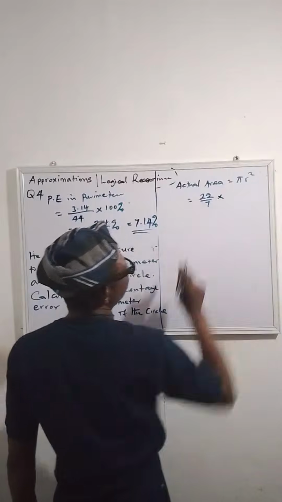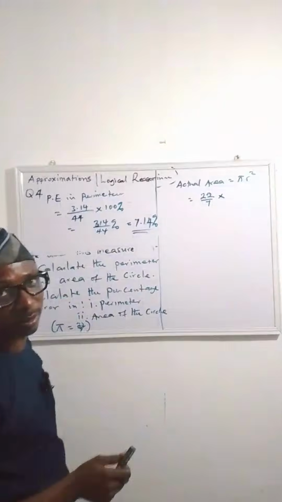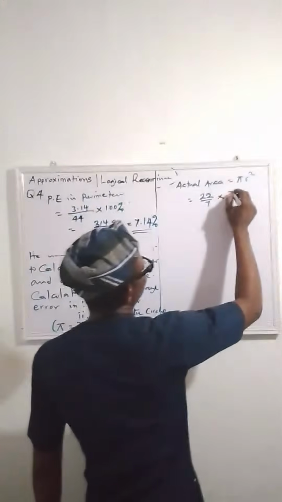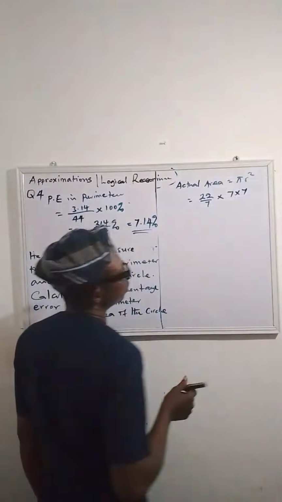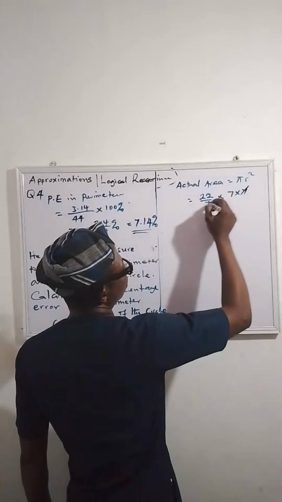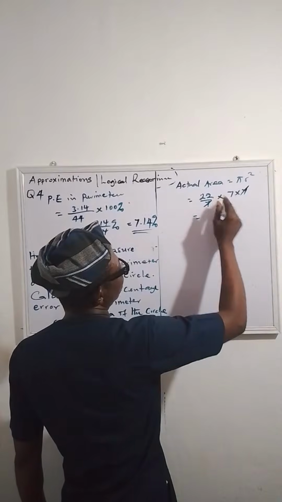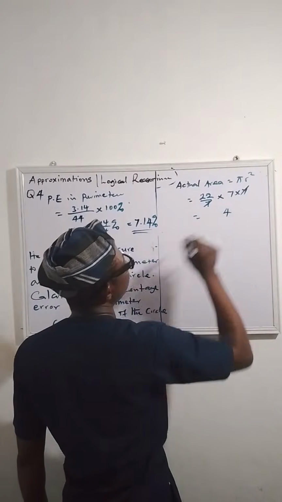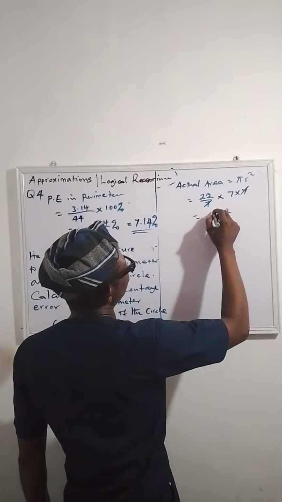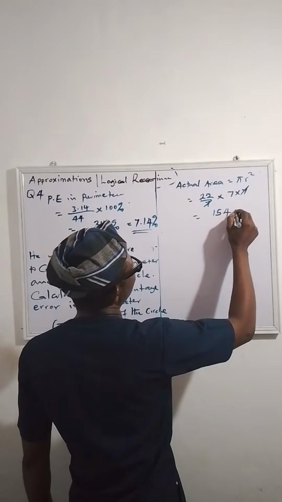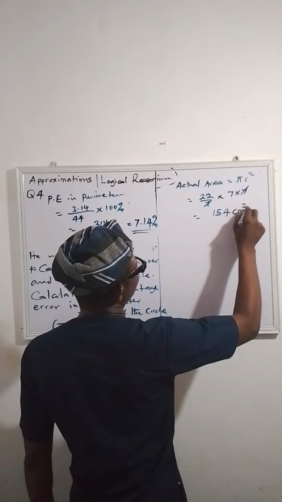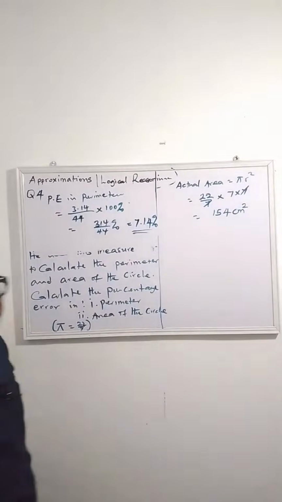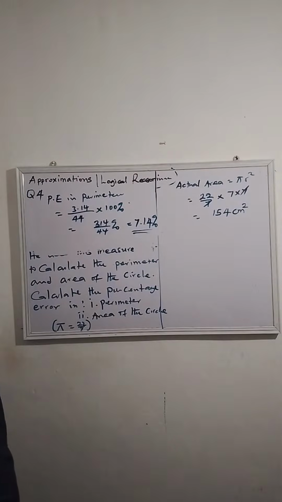22/7 times the radius, which is 7. We have 7 times 7. Okay, so this cancels this. So we have that's 4, 14, 14 centimeter square. So that's what we have. Okay, so that is the actual area.